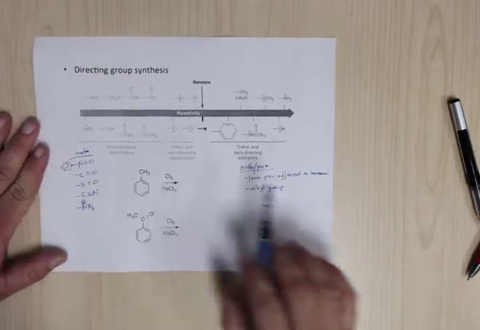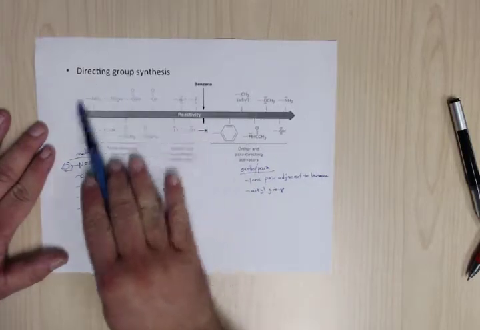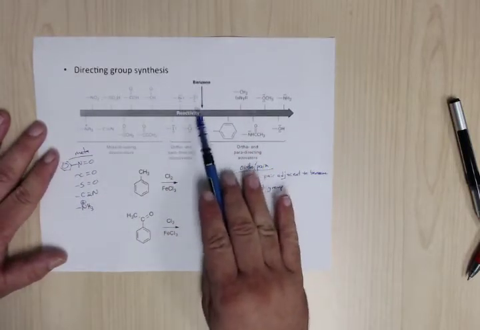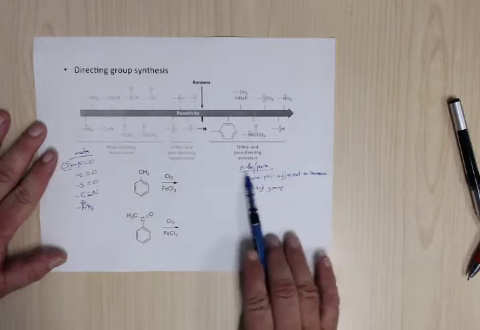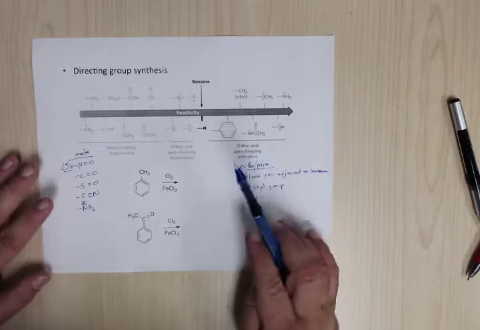Okay. So that's how you'd be able to figure out. Now, these are activating, these are deactivating. Now, the halides are kind of weird because they do have lone pairs, so they're ortho-para directing, but they are deactivating because they're so electronegative. So you have to be kind of careful with that.